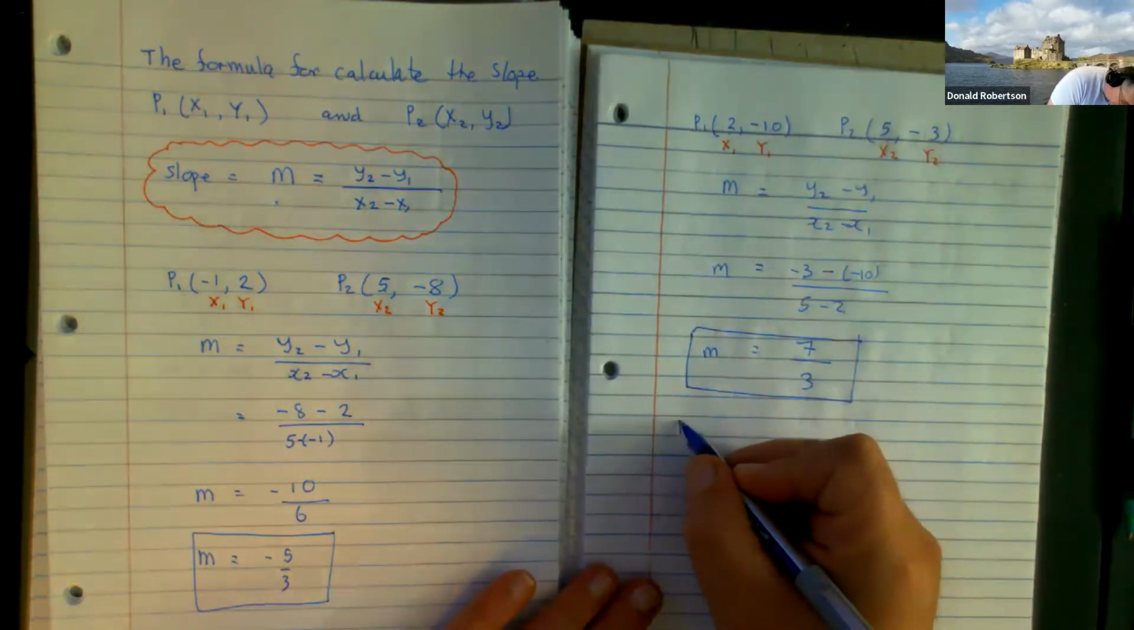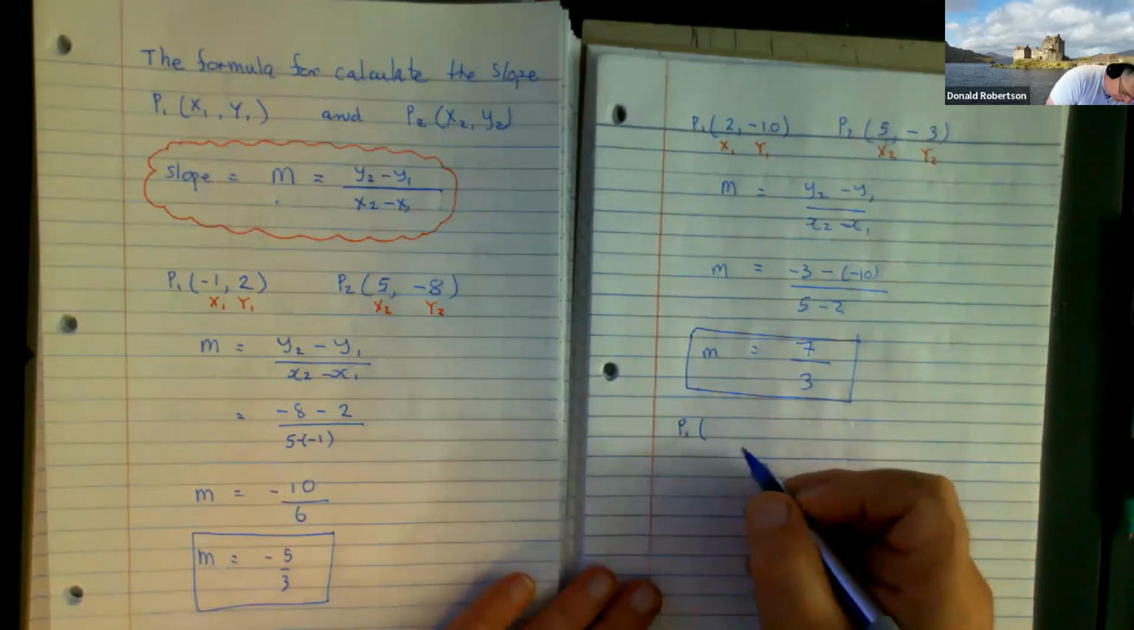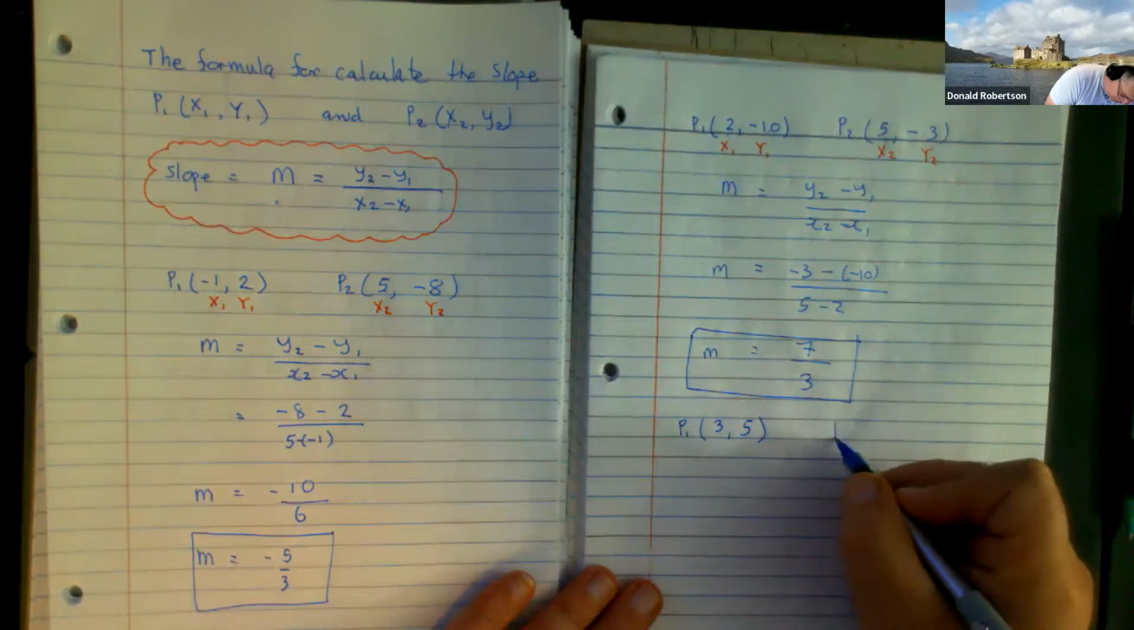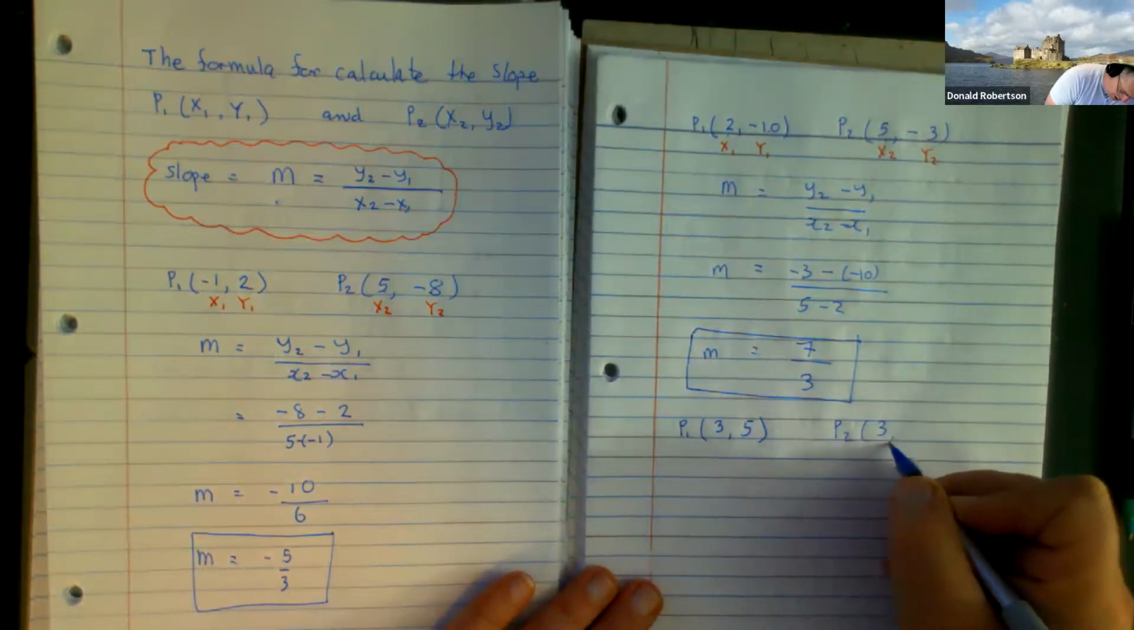So let's look at some special cases and then we'll pretty much finish this. Suppose I had 3, 5, and the other point was 3, 7.